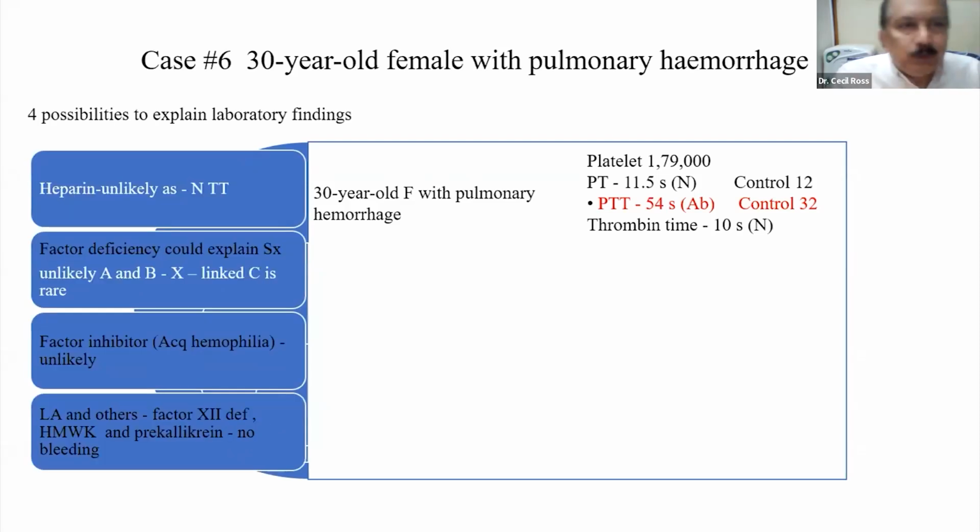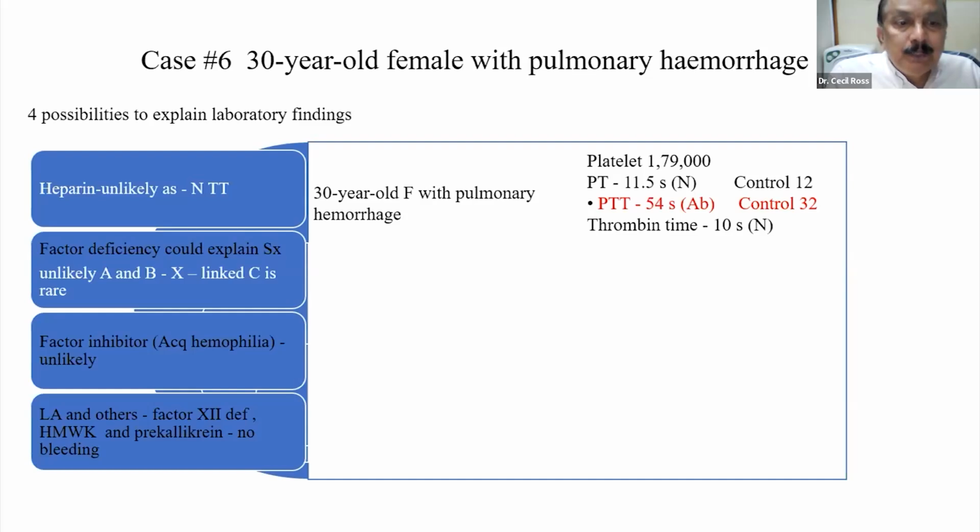No, time is getting over. Okay. So heparin is unlikely. APTT can be prolonged because of heparin, but heparin is unlikely because thrombin time is normal. Factor deficiency could explain the symptoms because APTT is prolonged, so it could be factor 8, factor 9 or factor 11 deficiency. Unlikely because she's a lady. Normally you get it in men. You don't get factor 8 or factor 9 deficiency in women. And factor 11 deficiency is rare. So you would not think of factor deficiency.